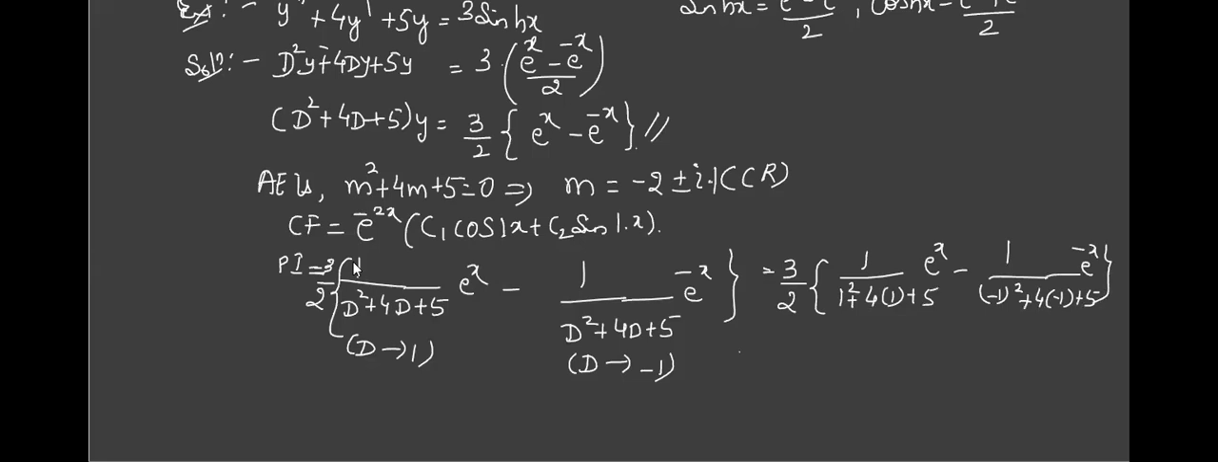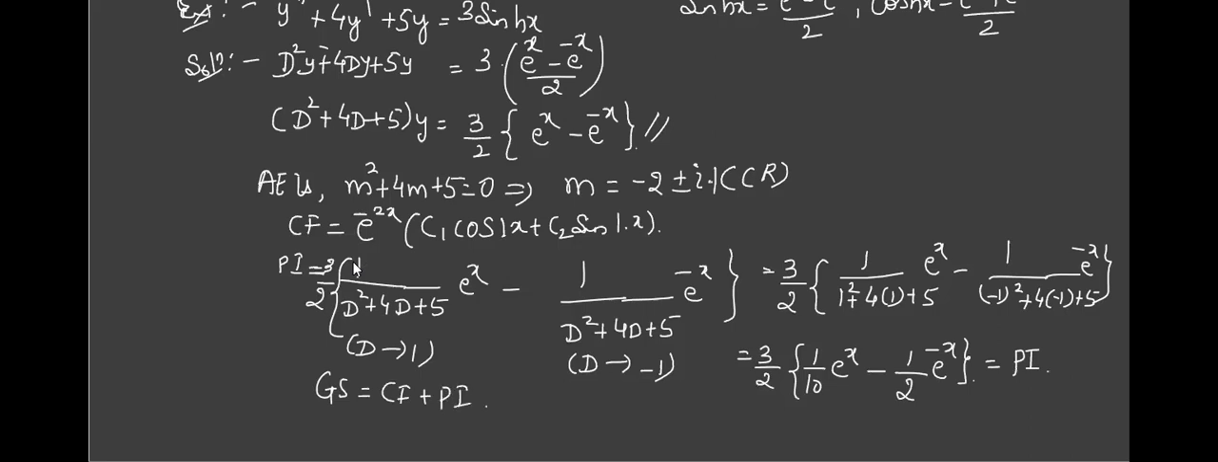Check with the terms. Tell me the value of the first term. 4 plus 1 is 5, so 1 by 10. And what is the value of this term? 0? How 0? -1 square is 1, 1 plus 5 is 6, 6 minus 4. Simply you are applying or what? Tell me. 1/2 e raised to -x, replacement. This is PI. Now write the last step of substitution in CF and PI as GS.